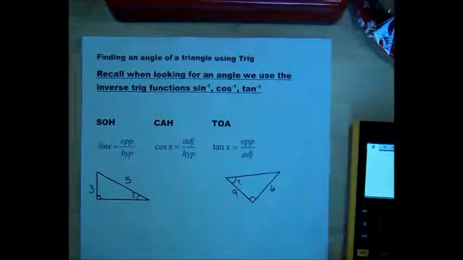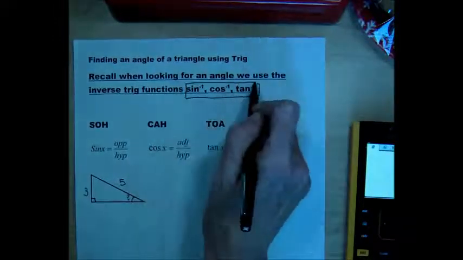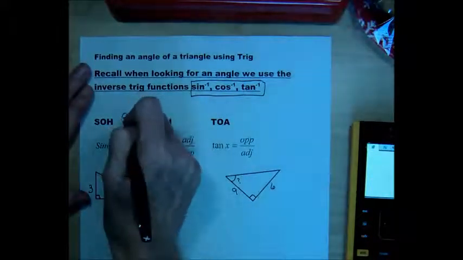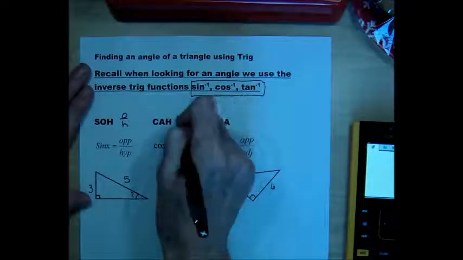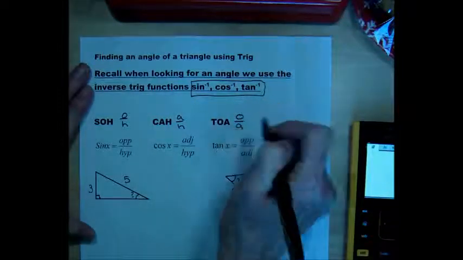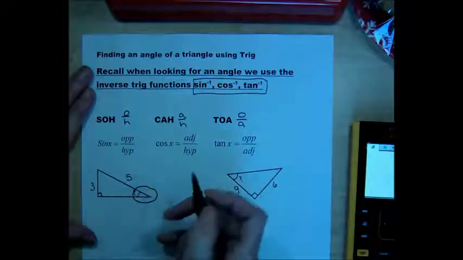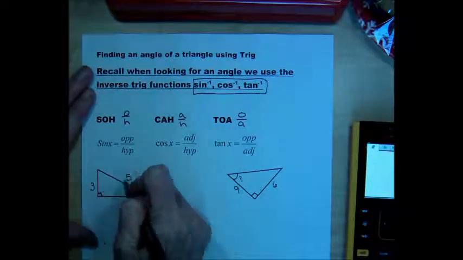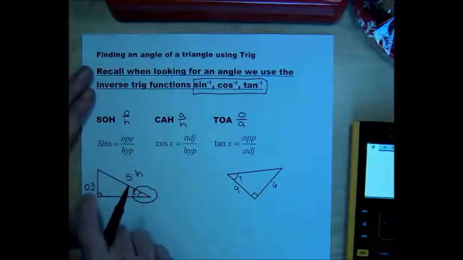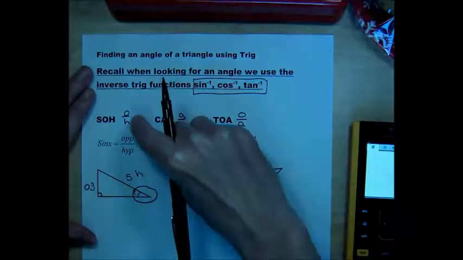I'm still going to use SOHCAHTOA, and I'm going to use the inverse functions because remember, the inverse functions are what give you angle measures in the calculator. So I'm going to identify my angle and then my side lengths. I know my hypotenuse is 5, my opposite is 3. So opposite and hypotenuse are going to go with sine.